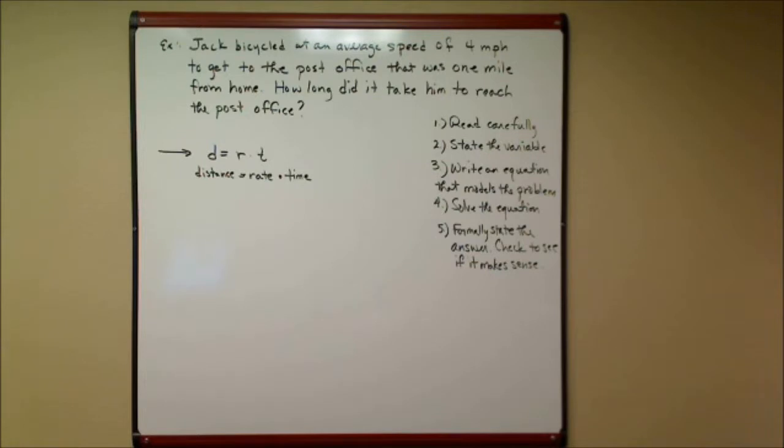One last example, a little different than the others because it's a story problem. Now I gave you an approach to solving story problems, but in this case, since we're going to use an equation, I gave a modified approach of steps over here. But let's read the problem first. Jack bicycled at an average speed of 4 miles per hour, mph, to get to the post office that was 1 mile from home. How long did it take him to reach the post office?